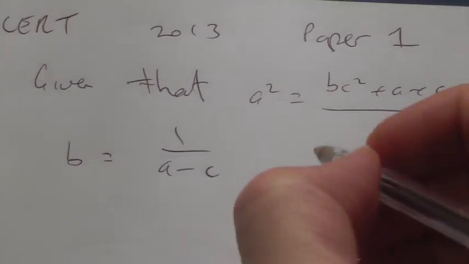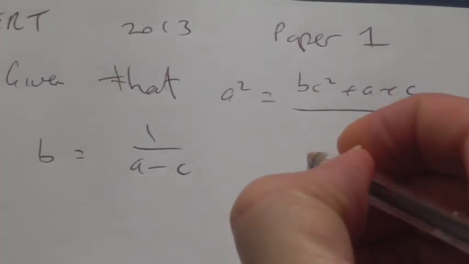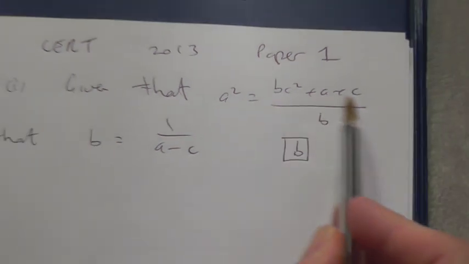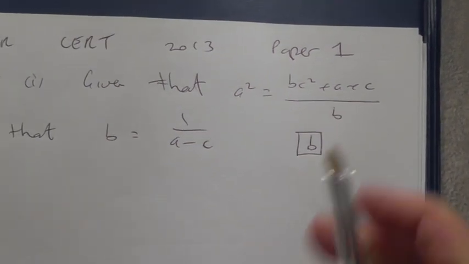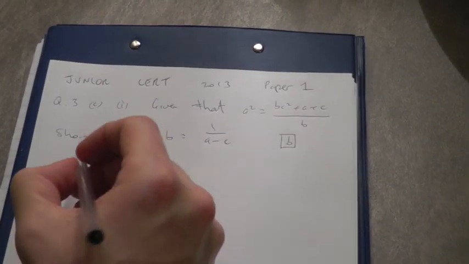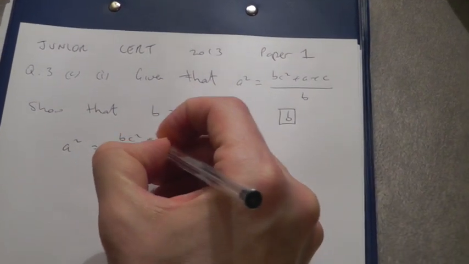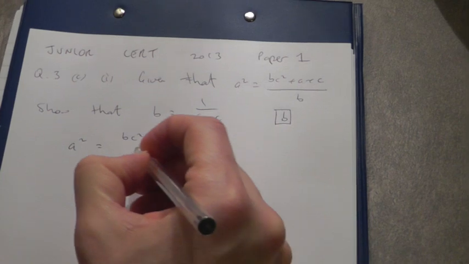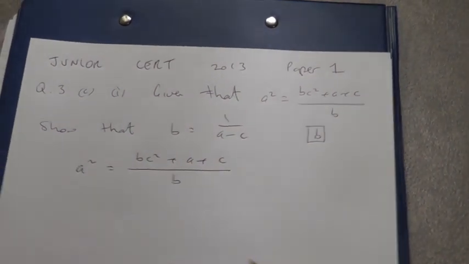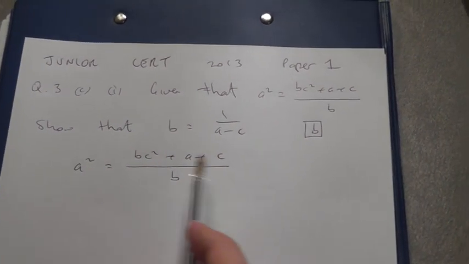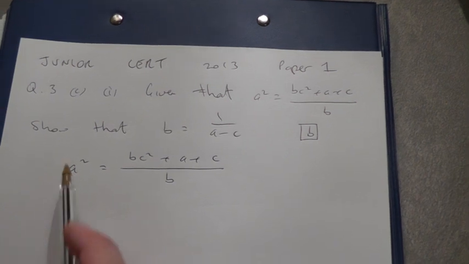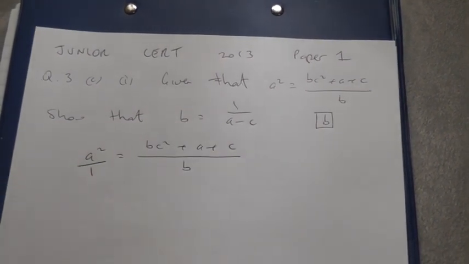Is that okay? So I'm going to put b in a little box to remind me. I'm going to set about isolating b as we work through this. Now, first move, I'm going to just write the question down. So a squared equals bc squared plus a plus b plus c, I beg your pardon, over b. Now, this side is a fraction. I'm going to make this side into a fraction also. So I'm going to put it over 1 to make it into a fraction.